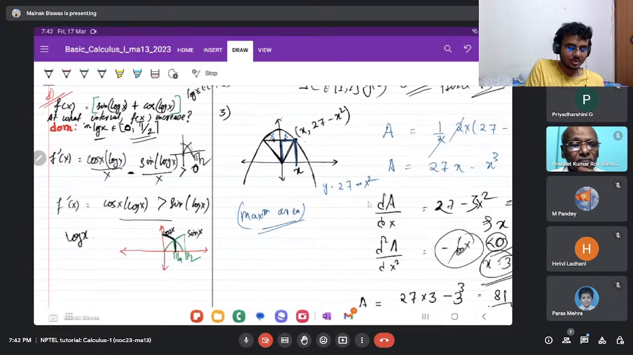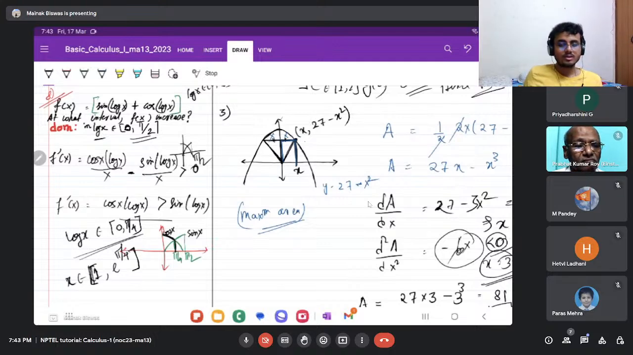Log x between 0 to pi by 4. So if log x is between 0 to pi by 4, our function f of x is increasing, right? Otherwise it's decreasing. Agreed? So if log x is between 0 and pi by 4, x is between 1 and e to the power pi by 4, right? Okay, any doubt? No, sir. Okay.